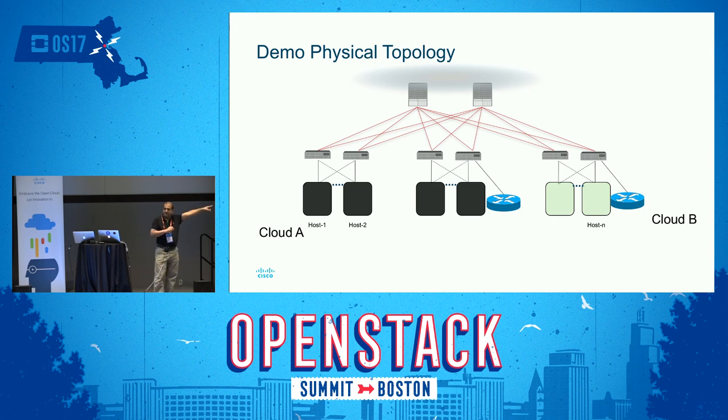That could be OpenStack, that could be vSphere, right? And these are connected by a common networking fabric, which is that spine leaf architecture, which Himanshu was talking about. In this demo, it's an ACI fabric. So this is the model that we are going with.